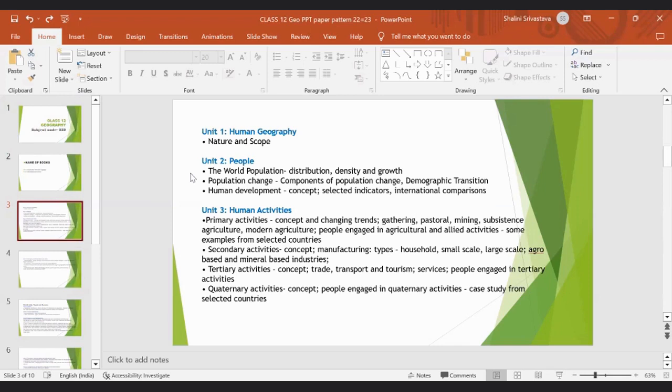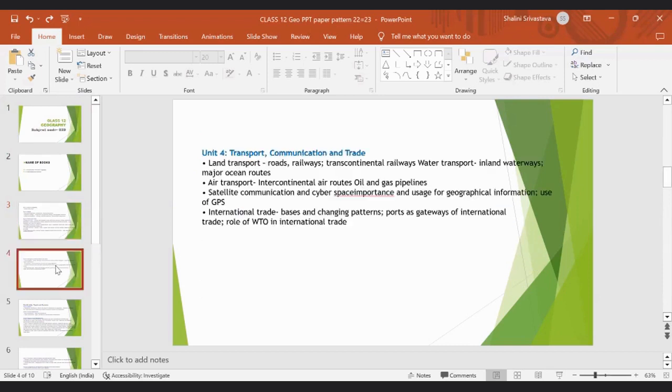Unit 3 is human activities. In human activities, we are going to read about all types of activities like primary, secondary, tertiary, quaternary and quinary. Then we have unit number 4, in which we are going to read about transport, communication and trade. In this, we read about land, air and water, all types of transportation.